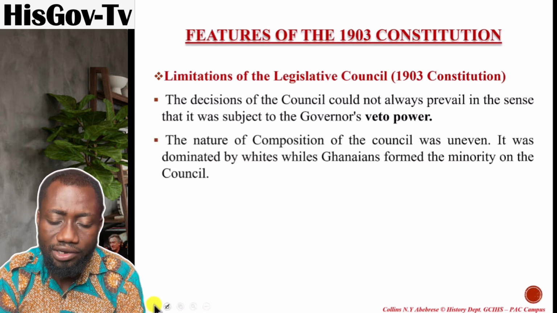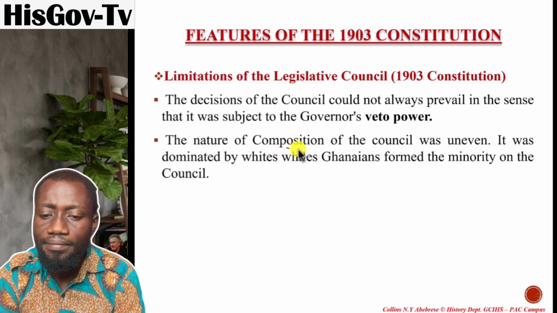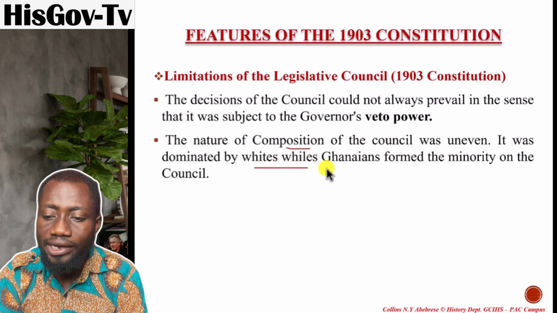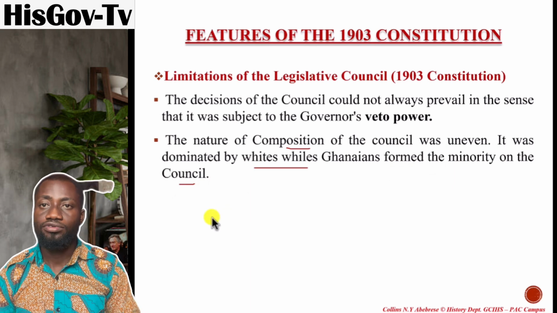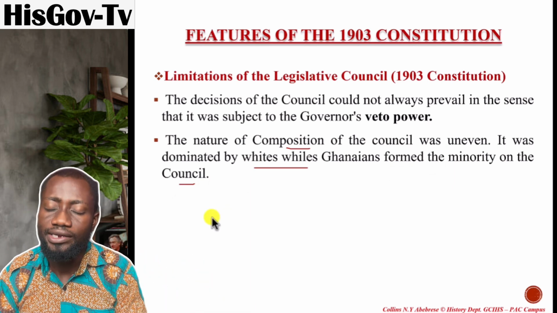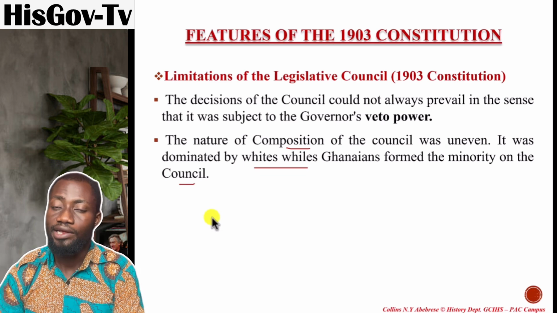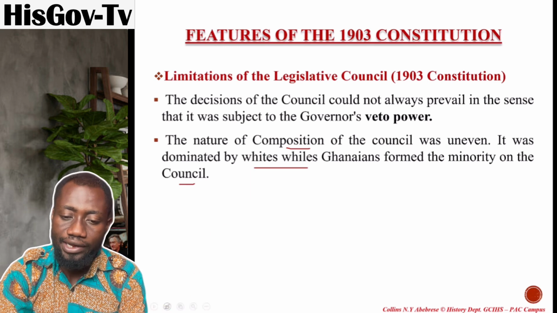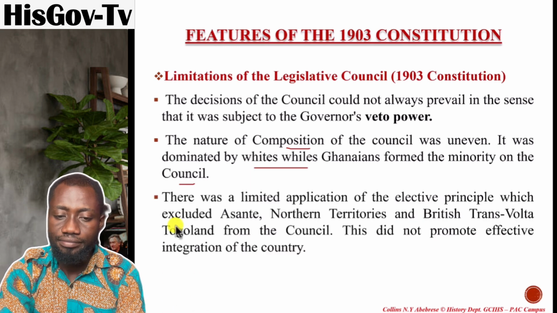Okay, that is undemocratic. The next one was that the nature of composition of the council was uneven. It was dominated by whites, whilst Ghanaians formed the minority on the council. So this council is supposed to make laws for the Gold Coast. However, we find only few Ghanaians in there. The whites are rather in the majority. So their interest is always going to be ahead of the interest of Ghanaians.